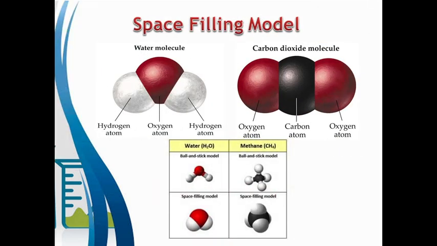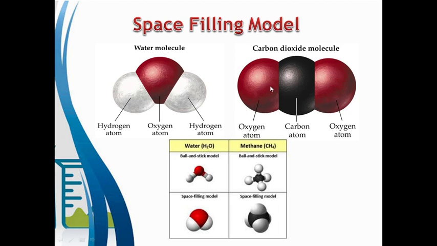Next, we have the space filling model. As you can see, it is different from ball and stick. We have to fill out the space. So for example, the water molecule. The central part is the oxygen because it has 1 oxygen and 2 hydrogen. So the center will be the oxygen and 2 moles of hydrogen. Next, the carbon dioxide. The central part is the carbon and we have the oxygen here, side by side.